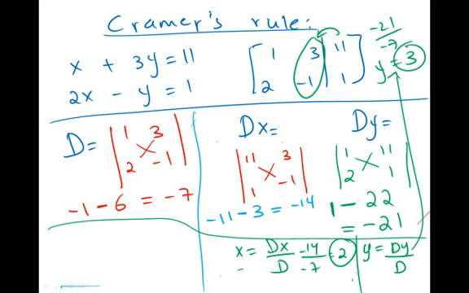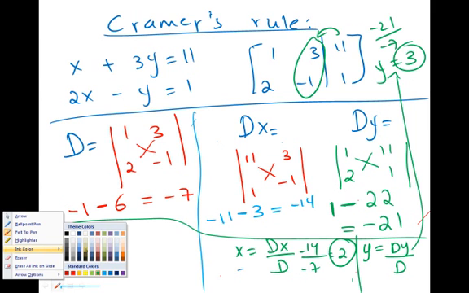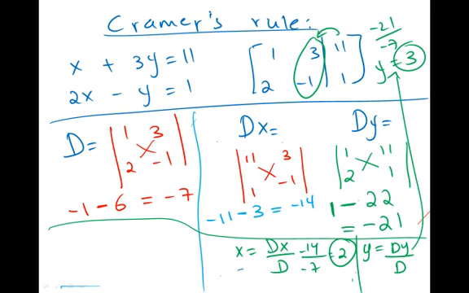So the value of y is 3 and the value of x is 2, and these are the exact same answers as the first method we used. So you can choose which method is easier. Here I highlight the answers. The value of x is 2. So don't forget this formula: the value of x will be Dx over D, and the value of y is Dy over D.